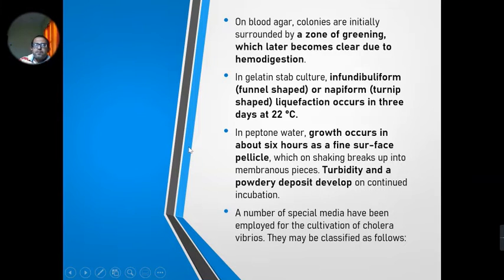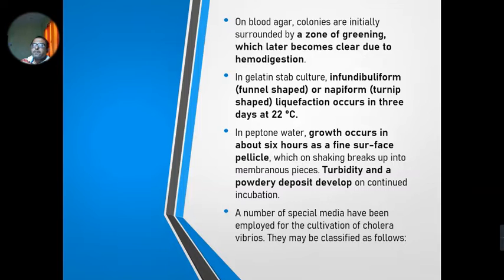Now, when we grow this bacteria on blood agar, the colonies are initially surrounded by a zone of greening, which later on becomes clear because of hemodigestion. Firstly, around the colony there is a greenish zone, which is due to the killing of the RBCs present in the blood agar, and later on this zone becomes clear because of the total digestion of blood in that blood agar. Now, when we grow this bacteria in gelatin stab, they form various types of shapes.